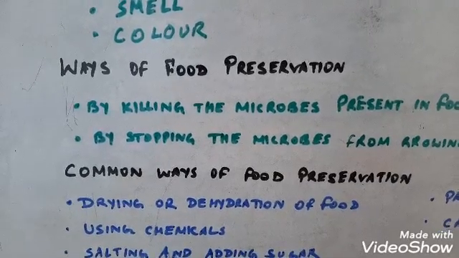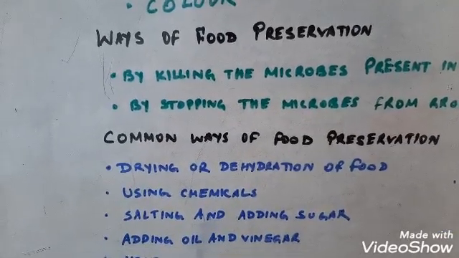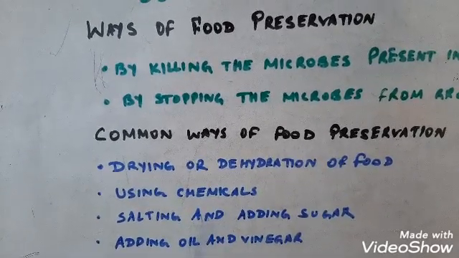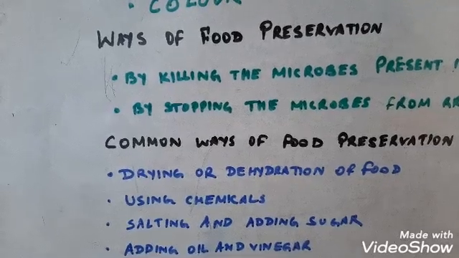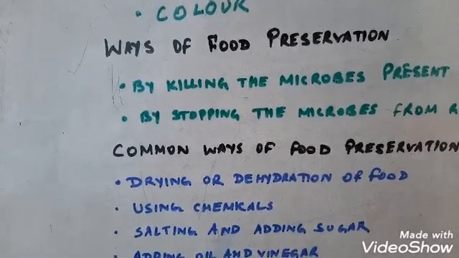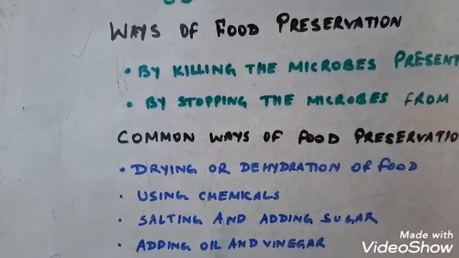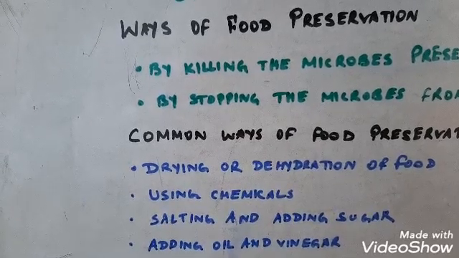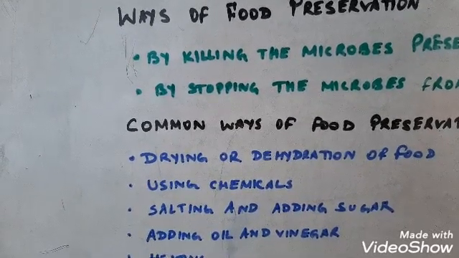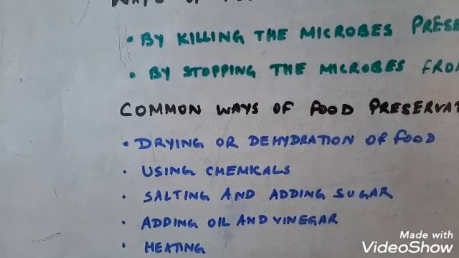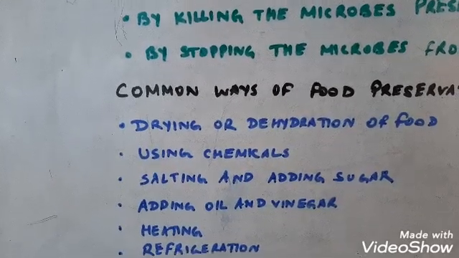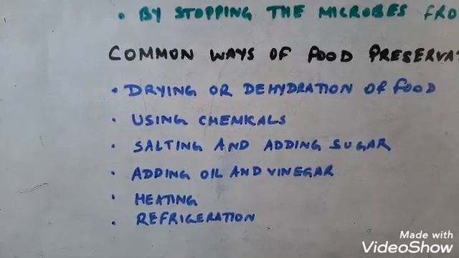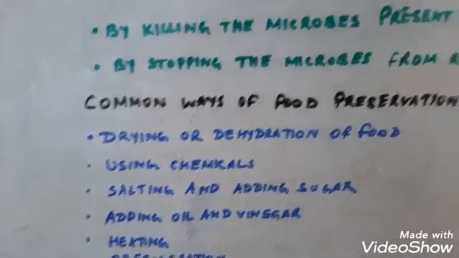Next, what are the common ways of food preservation? Food preservation can be done in various ways. Food can be perishable like wet food, or it can be dry food. In case of dry food, we can dry or dehydrate the food. We can even use chemicals called preservatives to keep the food for long years. Salting and adding sugar can also be a way. Adding oil and vinegar, like in pickles, can be another way. Heating of the food is a very good way, especially for milk. Refrigeration is for perishable food items.